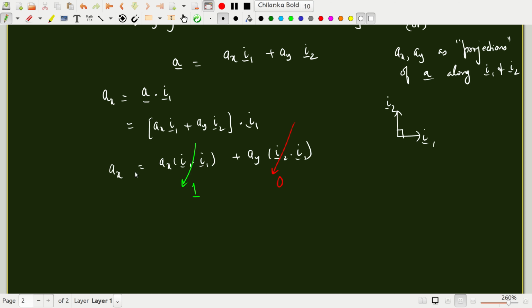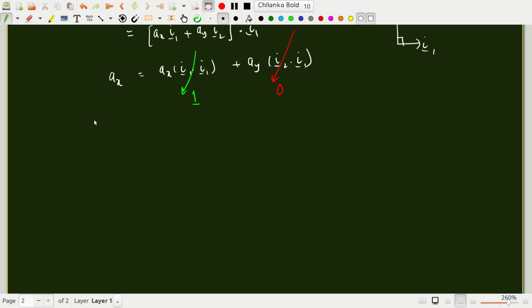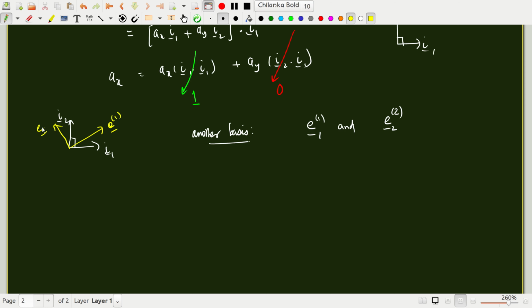One thing that you should note is that this basis comprising I1 and I2 is not anything special. You can have equally another set of bases, E1 and E2. Just to think concretely, you may think that E1 and E2 are simply obtained by rotating about I1 and I2, like shown here.